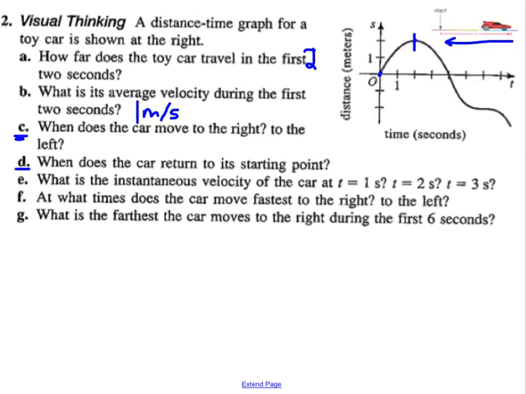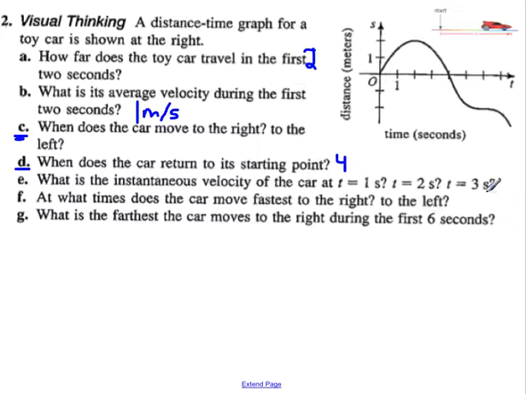When does the car return to the starting point? Well, again, look at the graph. It returns to the starting point. It goes 2 meters and back. This is that starting point, right? It goes 2 that way, and then it comes back. We're just talking about some random linear track. So that's at time 4, right? t equals 4.